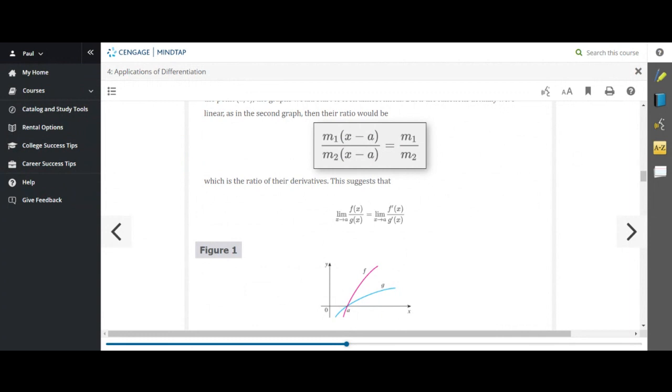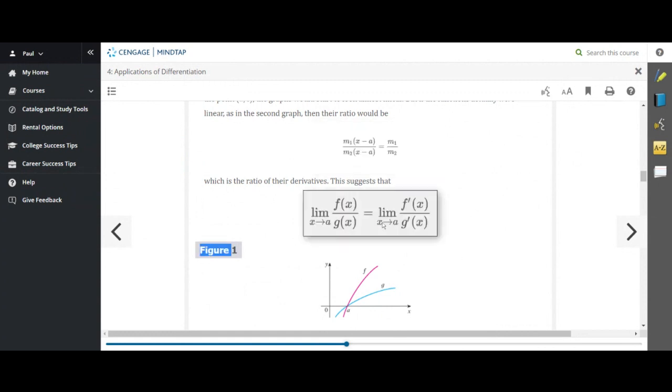So if you put the tangent line equation for f and divide it by the tangent line equation for g from figure 1 there, the x minus a factors cancel out, and you get m1 over m2. And m1 and m2 are just the derivatives of the tangent lines at the point a for f and g respectively. So therefore, this justifies intuitively why L'Hopital's rule is correct.